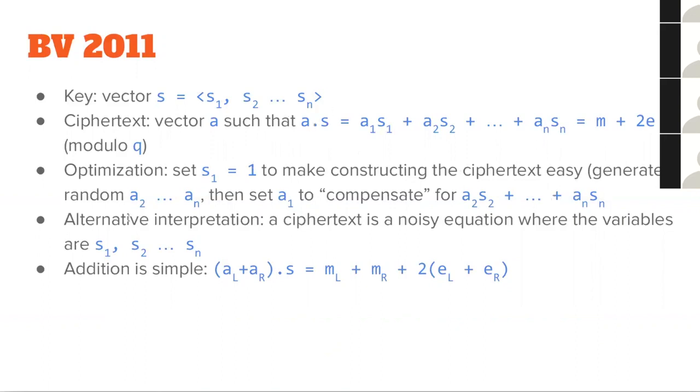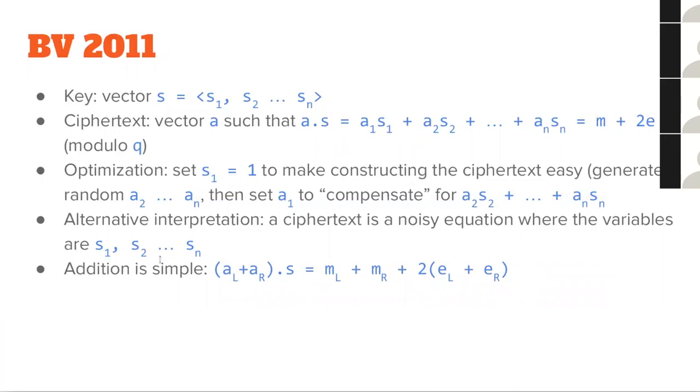Basically, you just generate all your other A's randomly, and then you set your A1 to compensate for whatever the rest of the dot product gives. Whatever the rest of the dot product gives, you construct A1 to be the minus of that, and then the minus of that plus S1 adds up together with this, and then you get your 0. If you set A1 to add another m plus 2e, then this whole dot product just becomes m plus 2e, right? So constructing vectors that satisfy this equation is very easy.